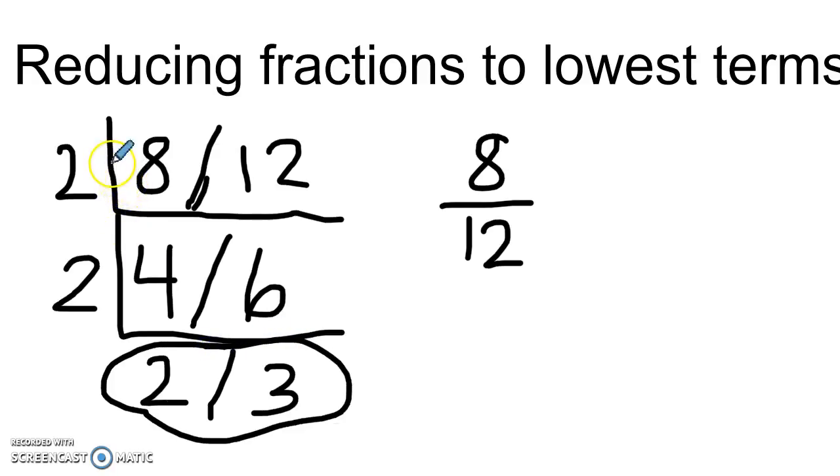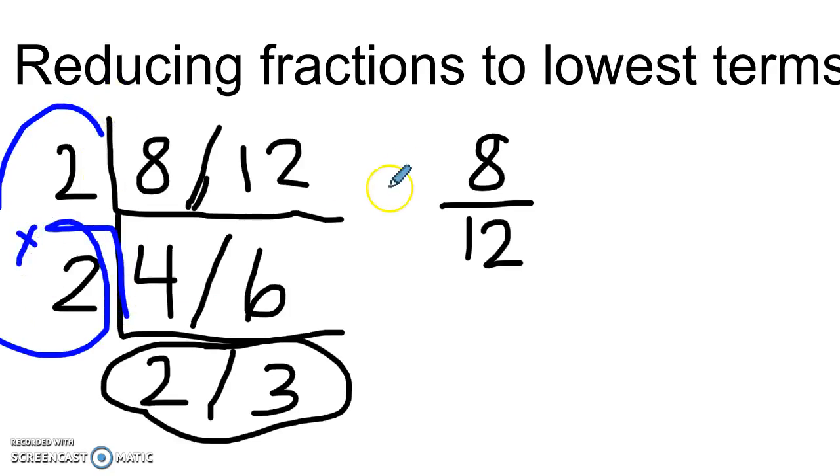Maybe you already knew that 4 was a number that could go into 8 and 12. Maybe you already knew the GCF. If I do 2 times 2, 4 is the greatest number that can go into 8 and 12. So if you already knew that, you could just divide by 4, and you would get 2. Divide by 4, and you would get 3. So 8/12 in lowest terms is 2/3.